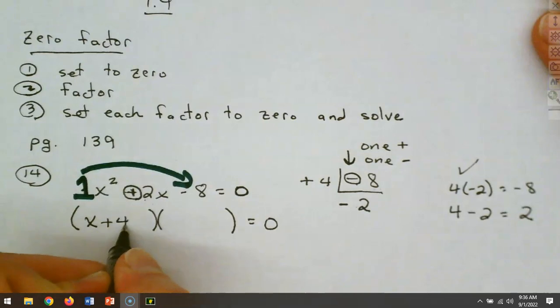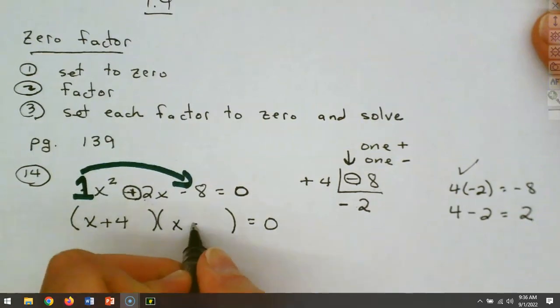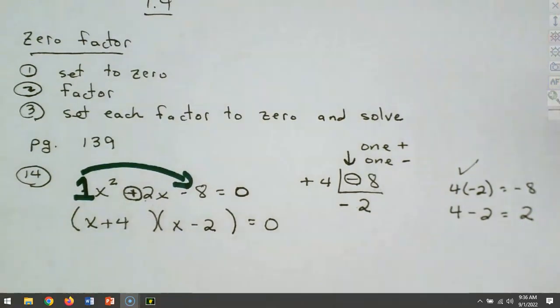Okay, x plus 4 and x what? Minus 2. Now, we're going to get usually at most 2 solutions. Sometimes you may only get 1 because they may be the same. And we're going to do a lot of these.